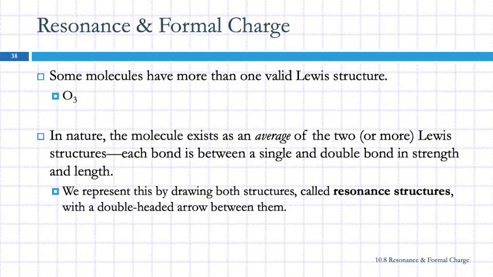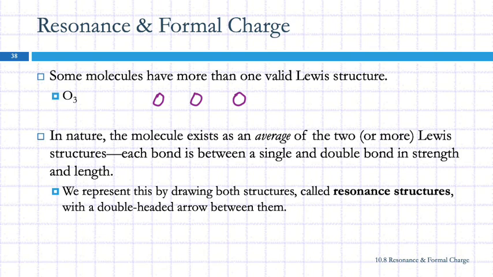So sometimes we can have more than one Lewis structure. We saw that just recently. Let's draw O3. That's ozone. So ozone, we're going to have 3 oxygens. And we don't really have much choice but to just stick them in a line.